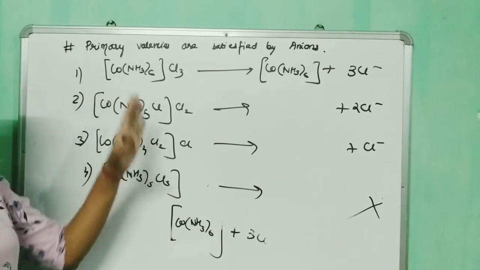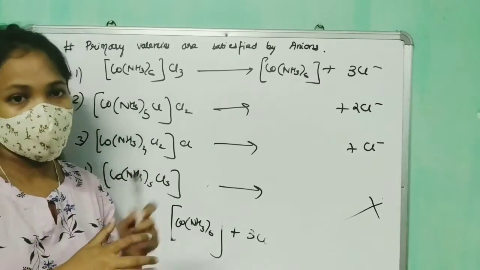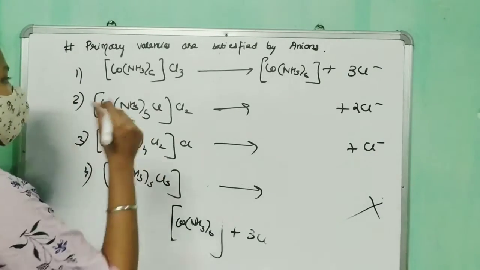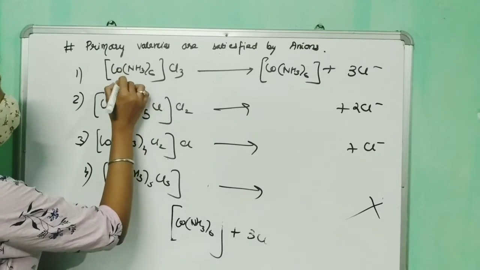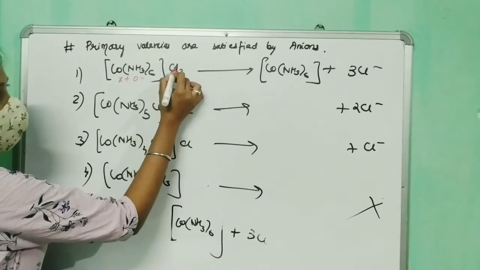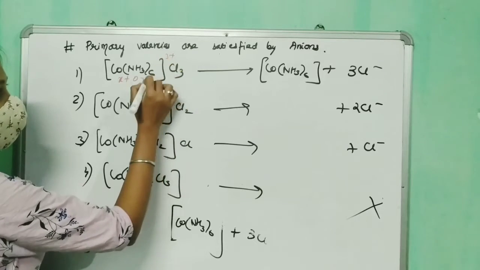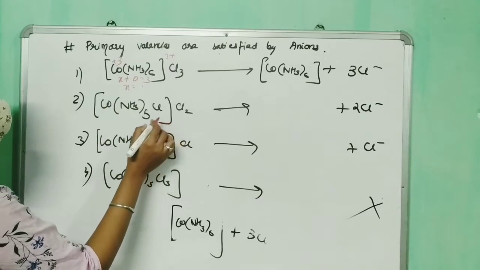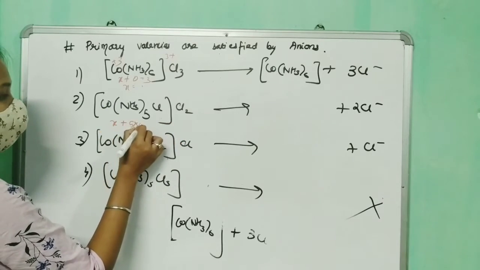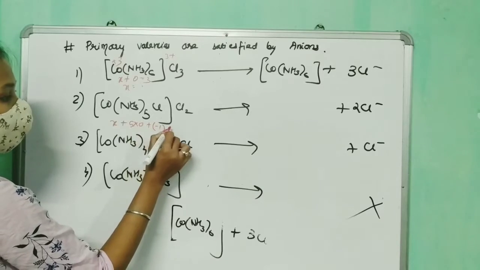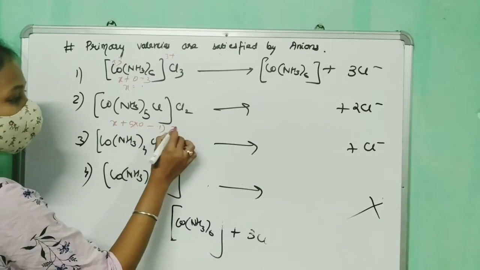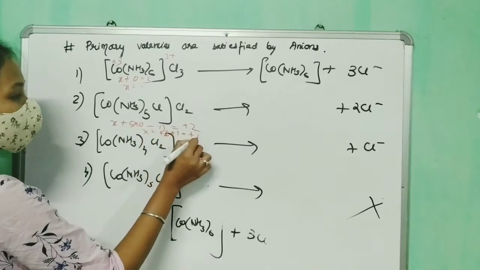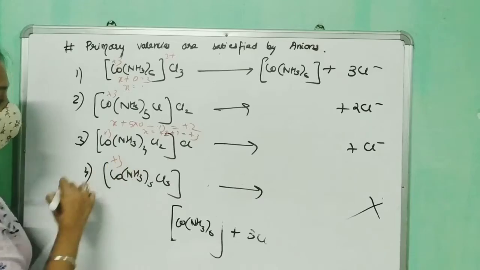Now if we calculate the oxidation number of all of these, using the red pen, we find X is plus 3. So cobalt is plus 3, and here also if you calculate, cobalt is plus 3 everywhere.